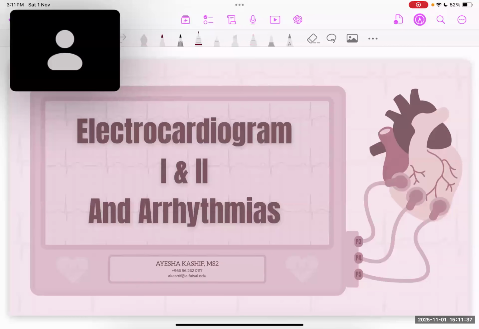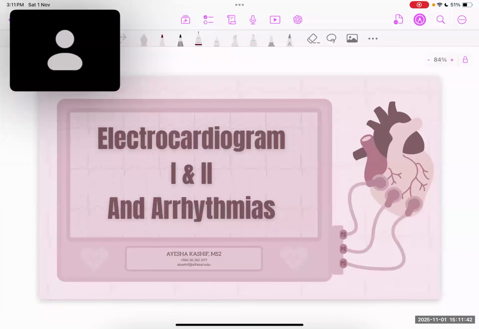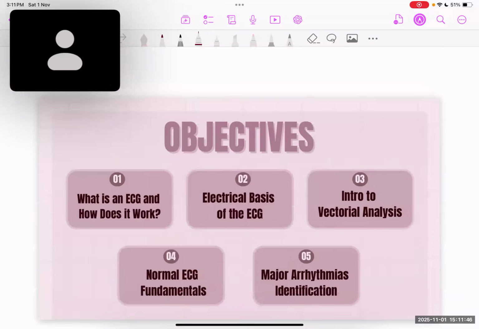Medical student, and today I'll be explaining ECG to you, as well as arrhythmias. It is a pretty heavy topic, but inshallah, it's going to be easy and all understandable.